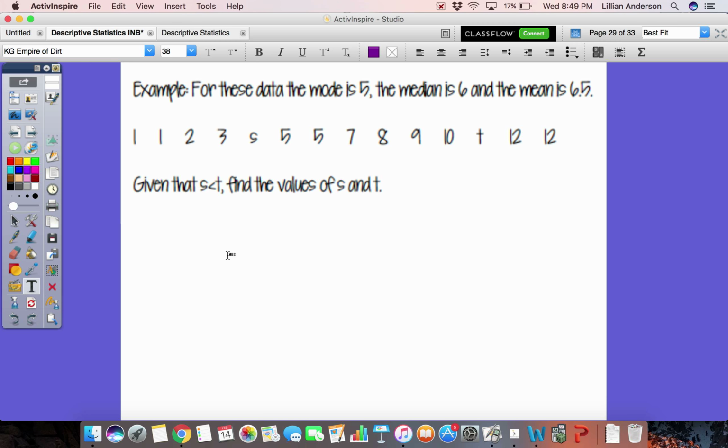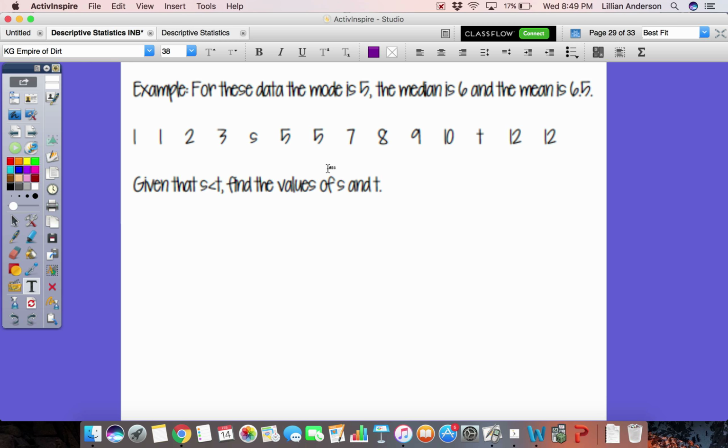Okay, so here's the first one. For these data, the mode is 5, the median is 6, and the mean is 6.5. And so you have your data set. And yes, it is in order from least to greatest. So given that S is less than T, find the value of S and T.